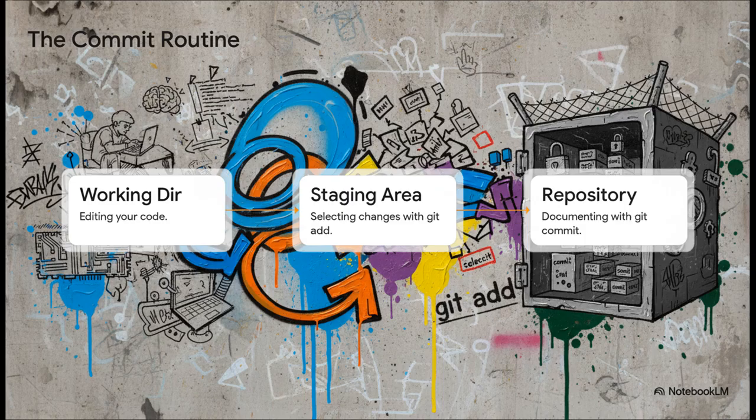When you're ready, you move to step 2, the staging area. By using the command git add, you intentionally select which specific changes belong together. You're basically prepping them on a staging table. Finally, step 3 is the repository. Using git commit, you permanently document that selected bundle of changes right into your project's history.